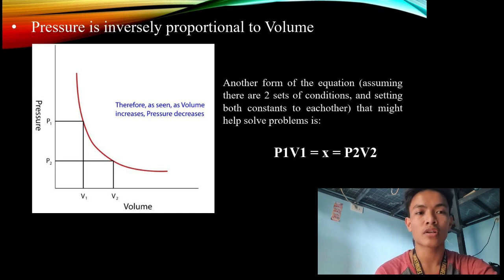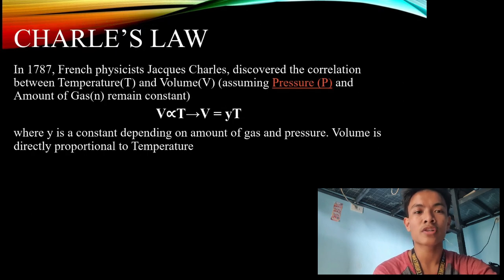Another form of the equation, assuming there are two sets of conditions and setting both constants equal to each other, that might help solve the problem is P1 V1 equals X, which is the constant, equals P2 V2. Next we have Charles' law.